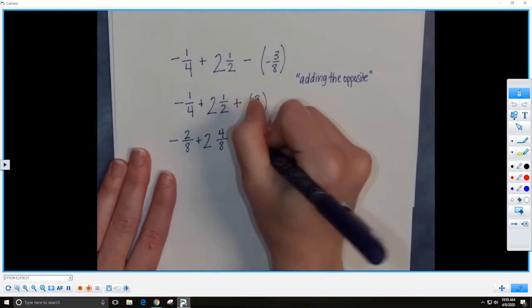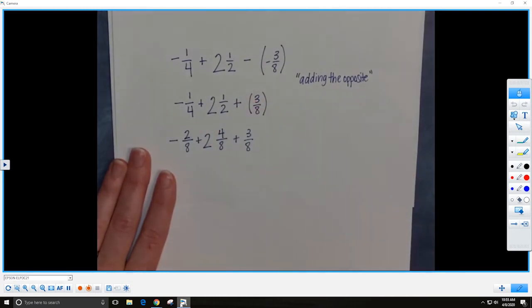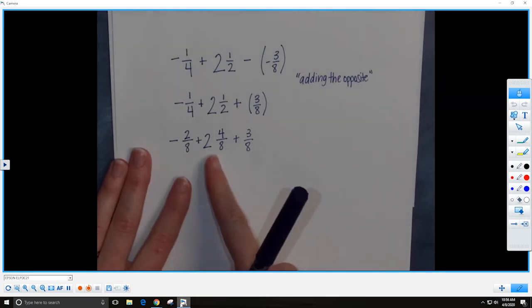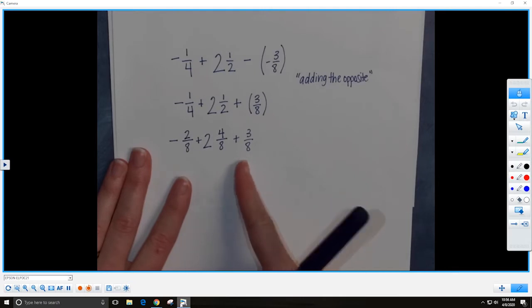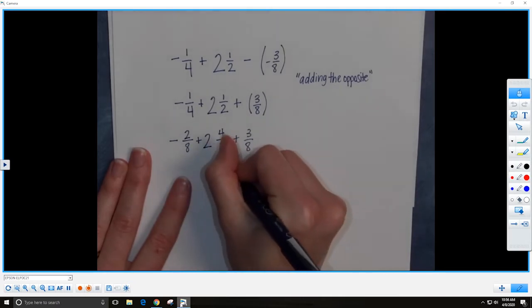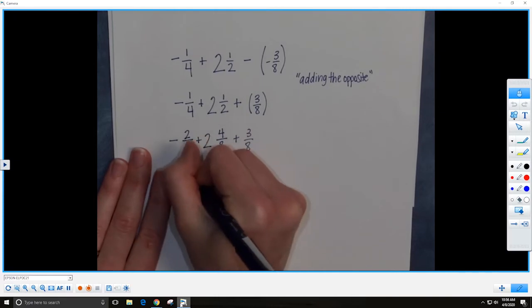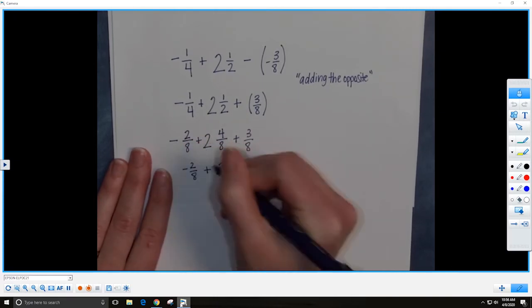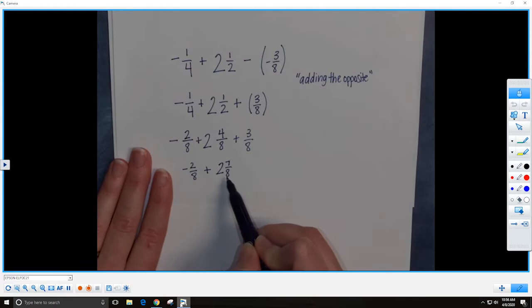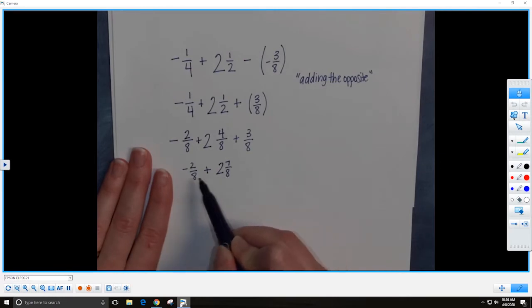And then we already had a denominator of 8 for our last addend. What strategy could we use now? Could we use properties and add 2 4/8 plus 3/8 to get 2 7/8? So let's go ahead and add those together. 2 4/8 plus 3/8 is 2 7/8. Now our expression looks like this: -2/8 plus 2 7/8.